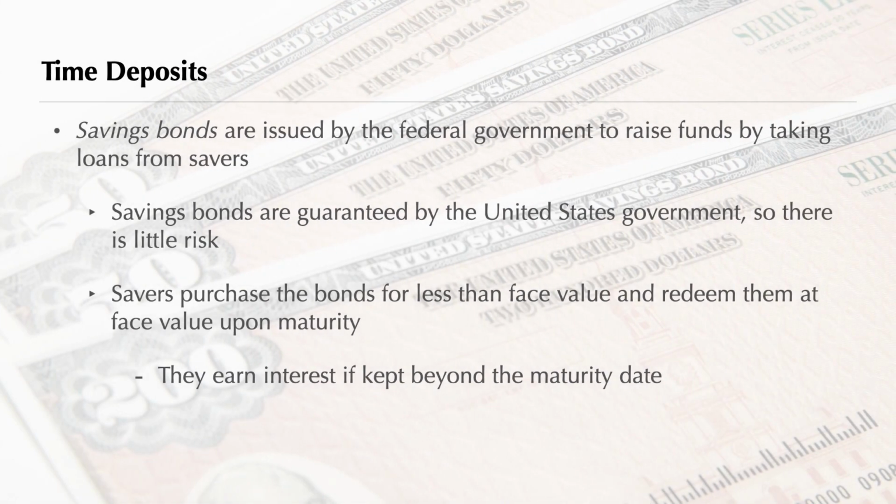Monique may decide to limit her risk by purchasing savings bonds, which are issued by the federal government to pay for federal programs. The purchasers assume little risk because the savings bonds are guaranteed by U.S. government funds. Savers like Monique purchase the bonds for less than face value and redeem them at their face value upon maturity. Savers can purchase a $50 Series EE government savings bond for $25 and redeem it later for $50.